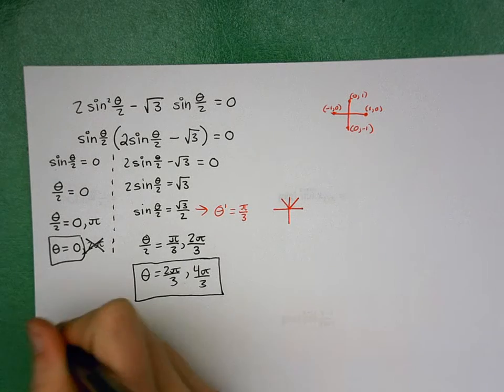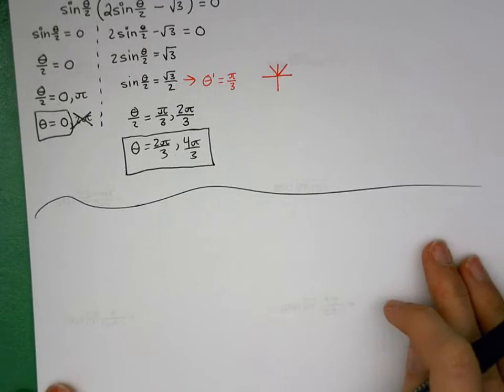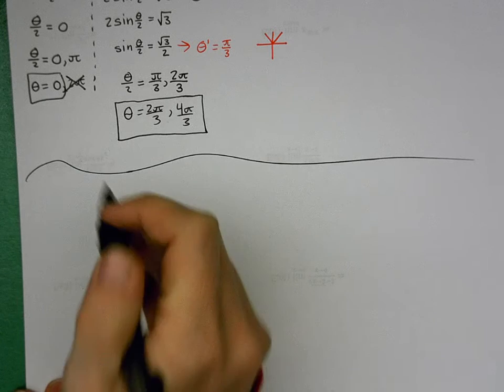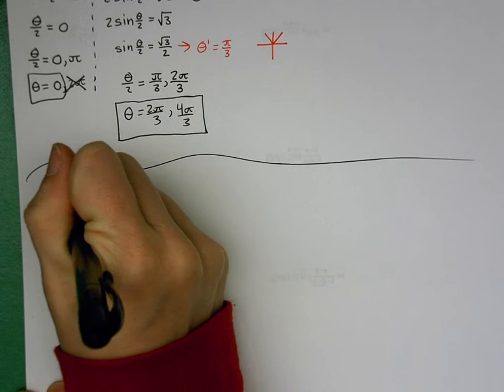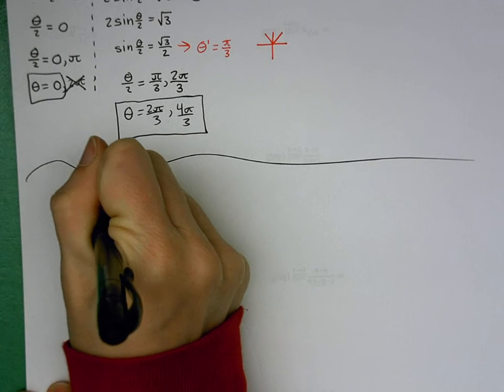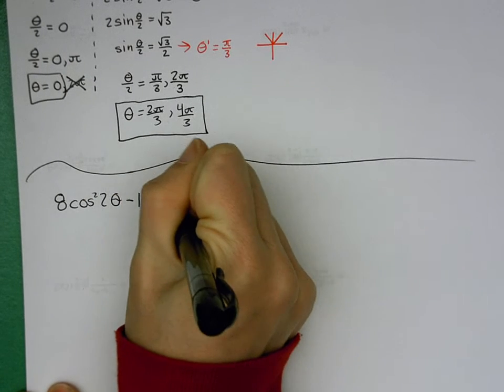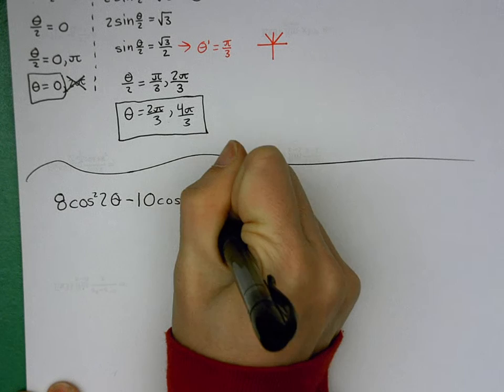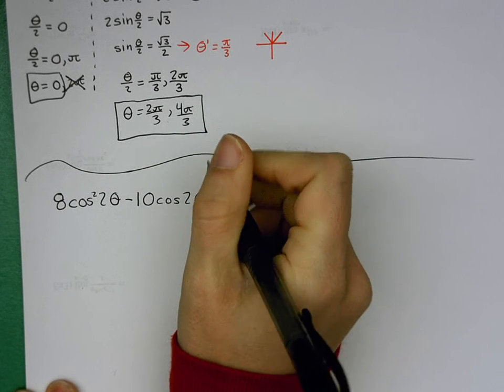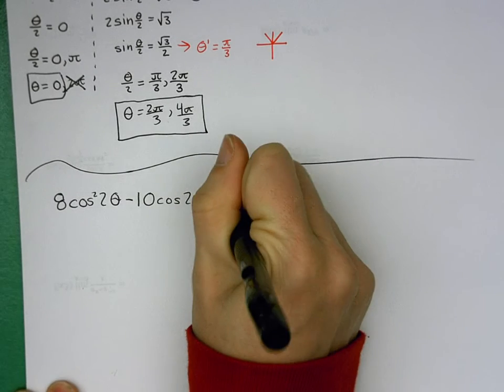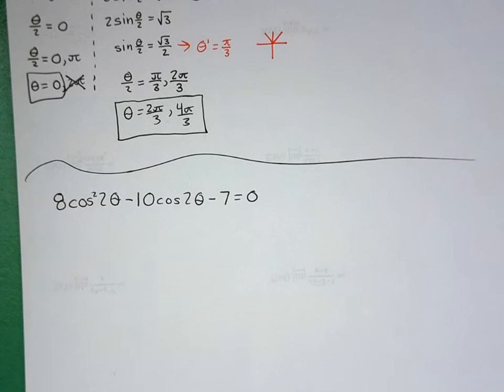Okay, two more here. Up first, let's do 8 cosine squared of 2 theta minus 10 cosine of 2 theta minus 7 equals 0. Go ahead and pause the video and restart it when you're ready.